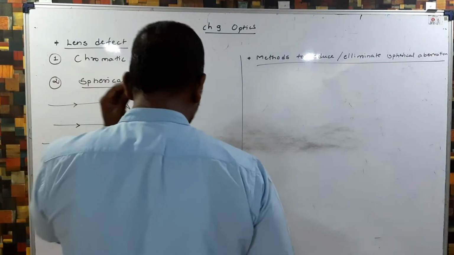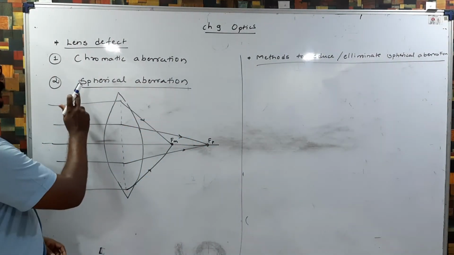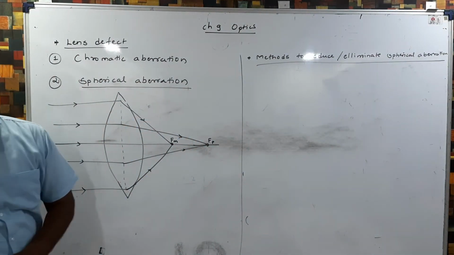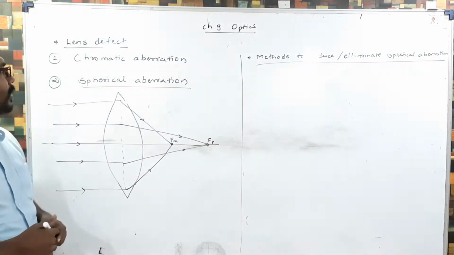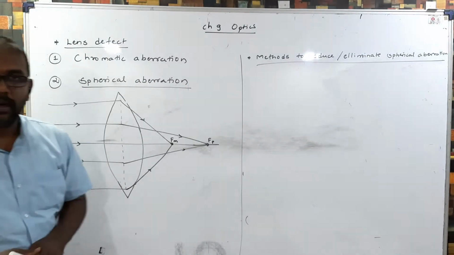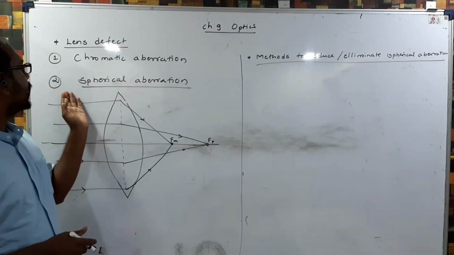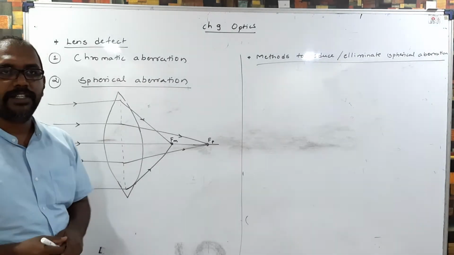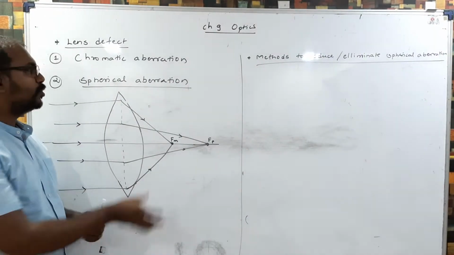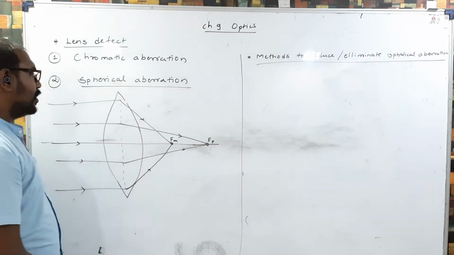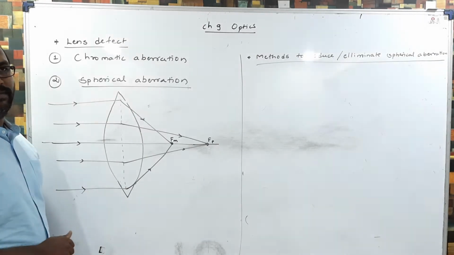Hello everyone. In this session we are going to start the second lens defect, which is spherical aberration. In the last session we already learned what chromatic aberration is and how it can be minimized. In a similar manner, the second lens defect is spherical aberration. Spherical aberration is a lens defect that occurs because of the spherical surface of the lens.